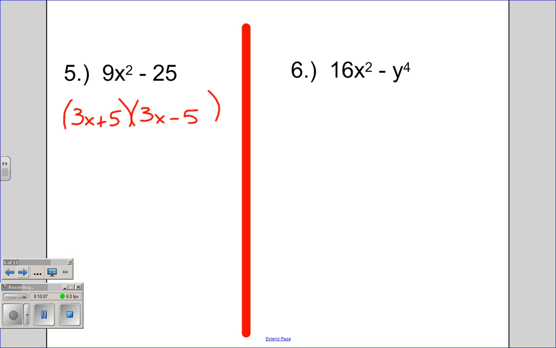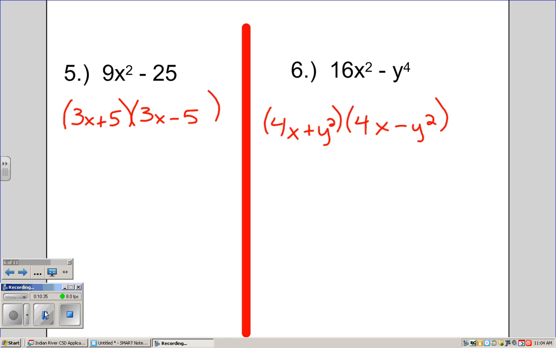So let's start with 16x squared. What squared is going to give me 16? 4. And then x and x, and then it has to multiply to give me a negative. So you need a positive and a negative. And then y to the 4th. What times what's going to give me y to the 4th? Y squared. Good. All right, let's move on.